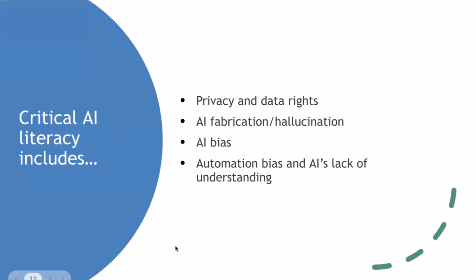It can include a lot of things that we need to keep in mind as we work with these systems. So including things like what will happen with my data when I give it to this system, privacy and data rights. Things like the fact that AI will make things up, that it doesn't necessarily have a way to check the truth or accuracy of what it's putting out there. And that can be called fabrication or hallucination.